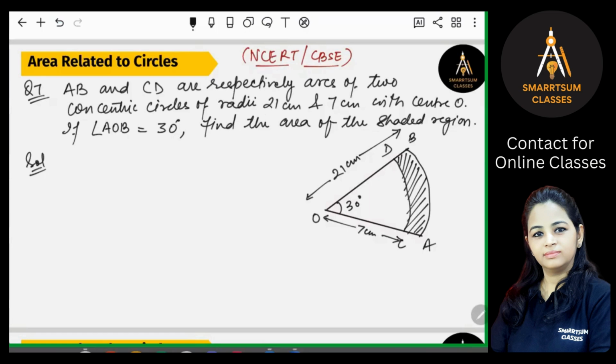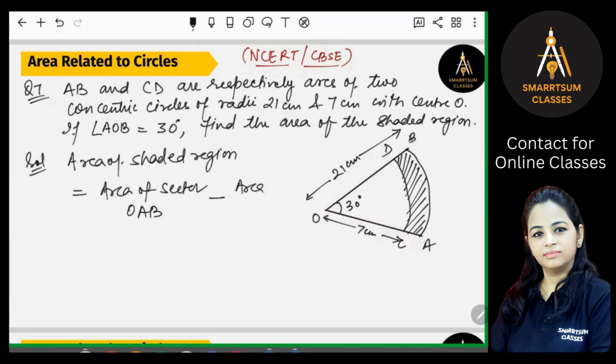Is it 112 centimeters square? Wait, I'm telling you. So the area of the shaded region is equal to the area of sector OAB minus the area of sector OCD. Okay, right? In this way, we can get the area of the shaded region.